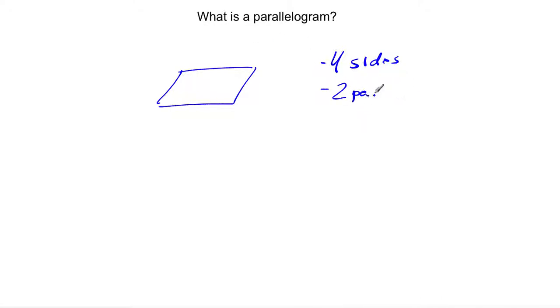pairs of parallel sides. So that means that this set of sides is parallel and this set of sides is parallel. Two pairs of parallel sides. So a lot of us know that, and that's perfect.